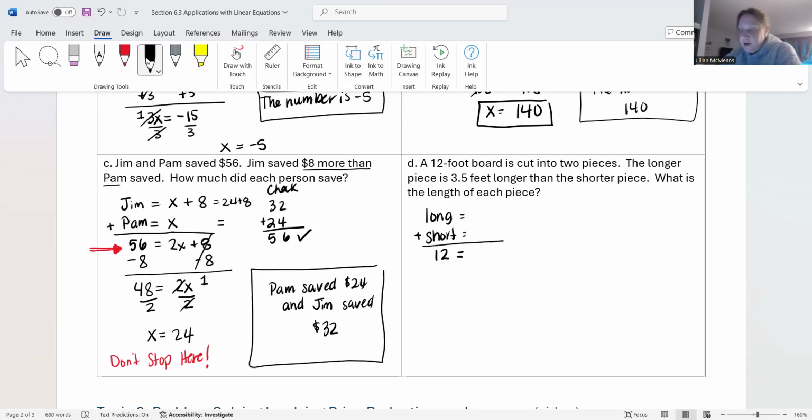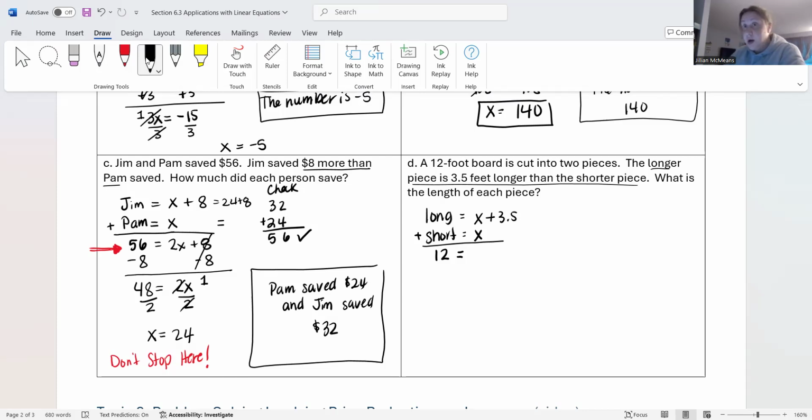So if we go back here again, 12-foot board cut into two pieces, we're good there. The longer piece is 3.5 feet longer than the shorter piece. That tells me I have a hint about the longer piece. That means I know less about the shorter piece. So I'm going to let the shorter piece be X feet. So of those 12 feet, X of them went to the shorter board. Okay. Now, because the longer board is 3.5 feet longer than the shorter piece, we know it's the length of the shorter piece plus 3.5. And that's it. So you now have an expression to represent the length of the shorter piece. You have an expression to represent the length of the longer piece.